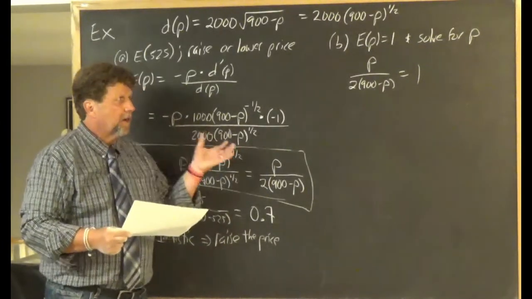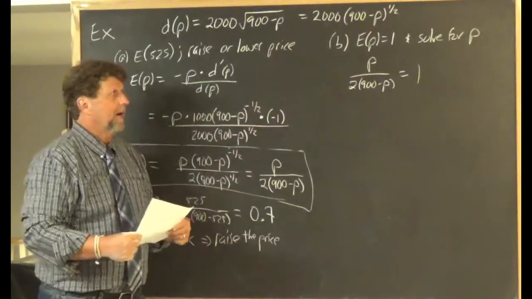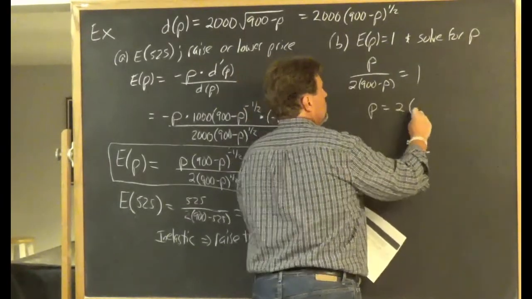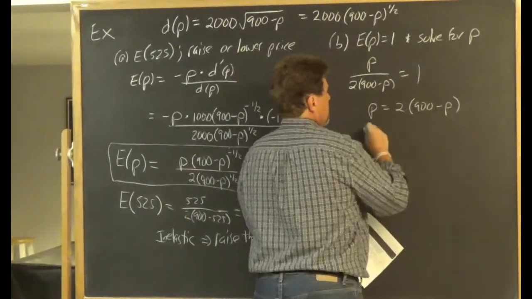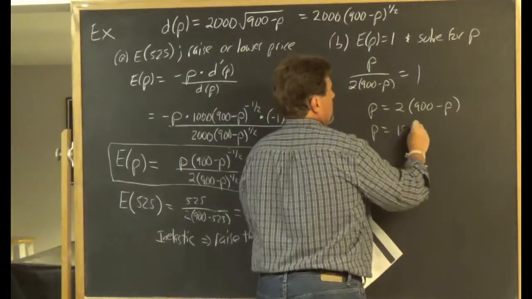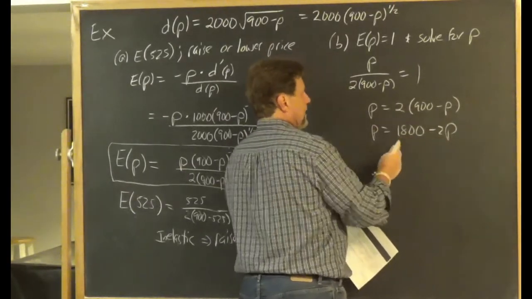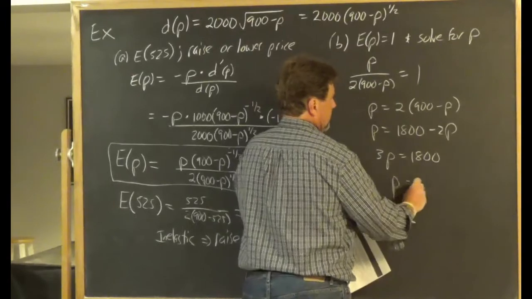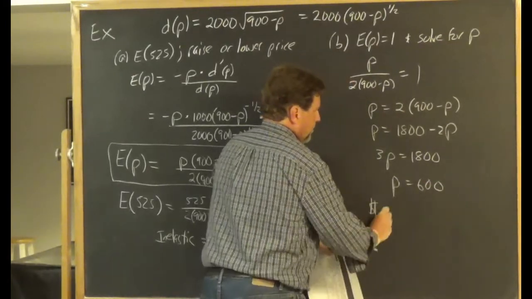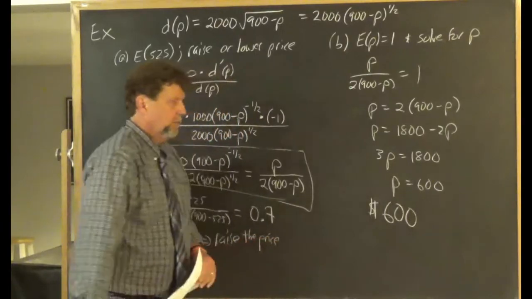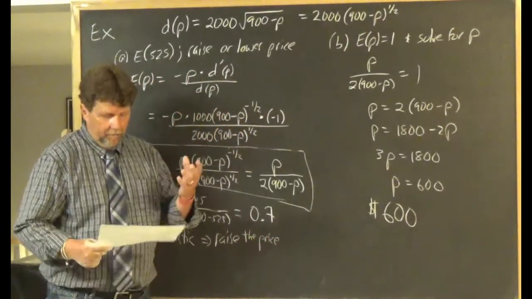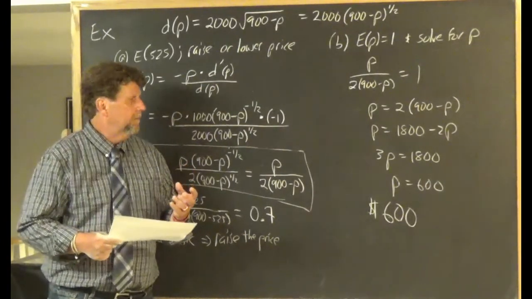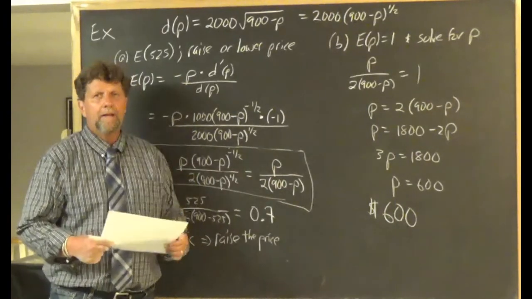I would start off by multiplying both sides of that equation by 2 times the quantity 900 minus P. So I get P equals 2 times 900 minus P. Distribute the 2. 1800 minus 2P. Add 2P to both sides. Divide by 3. And we found the price. That's what the price should be for the PianoSoft 88 keyboard. Should be $600. That will maximize the revenue.